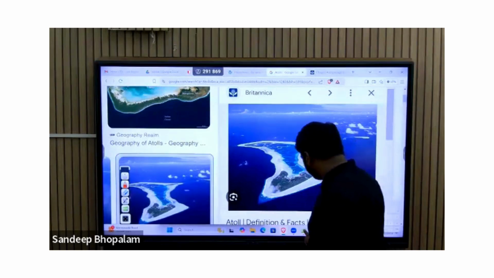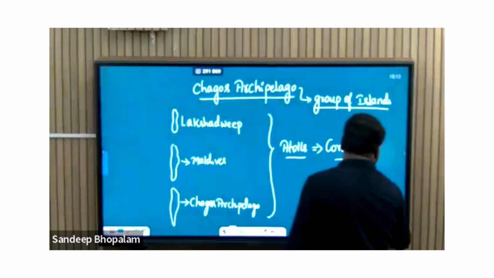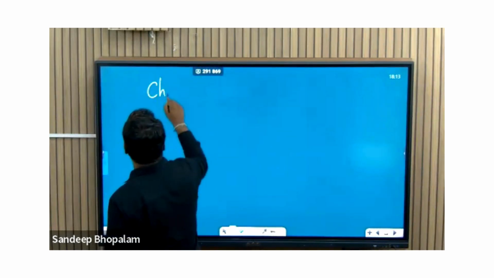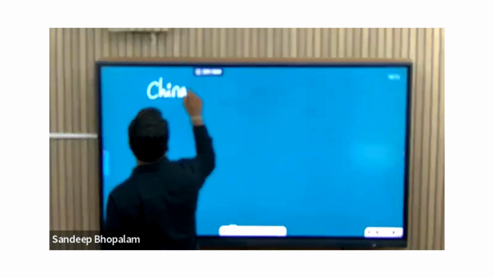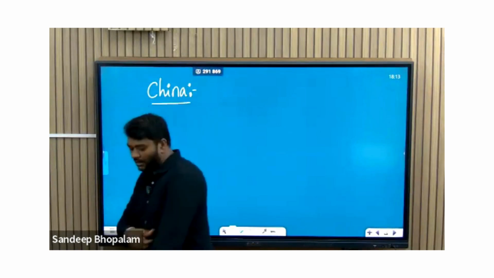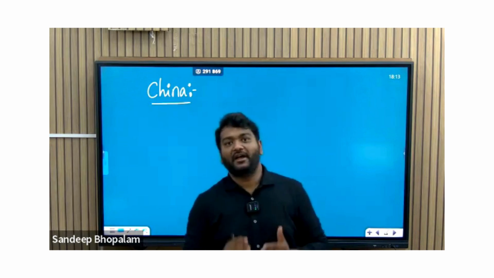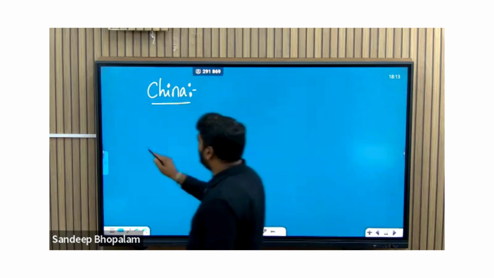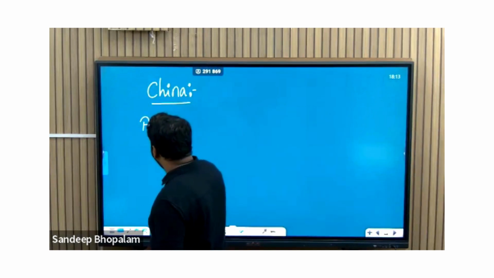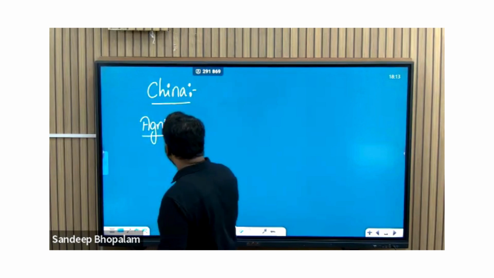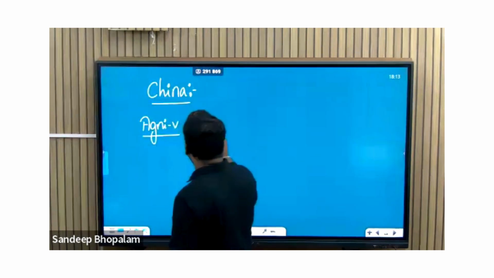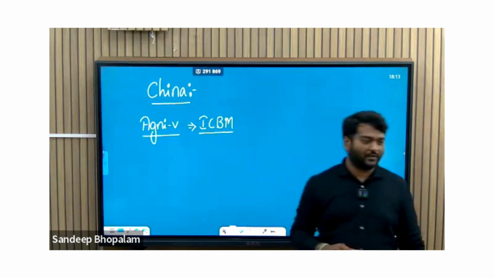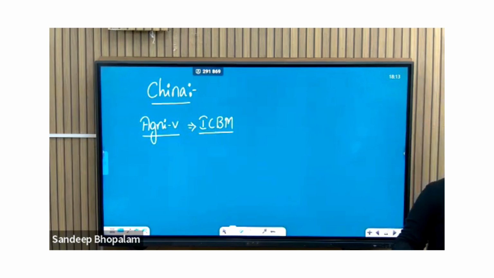Fine. Now, let's talk about a very good friend of India, China. You might have heard India tested Agni 5. Agni 5 of India is basically an intercontinental ballistic missile, ICBM we call it.